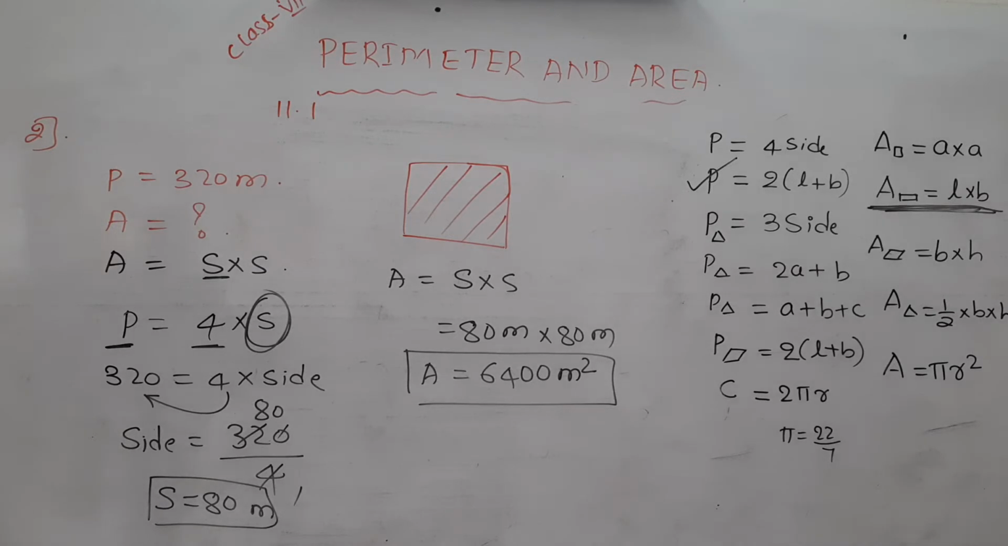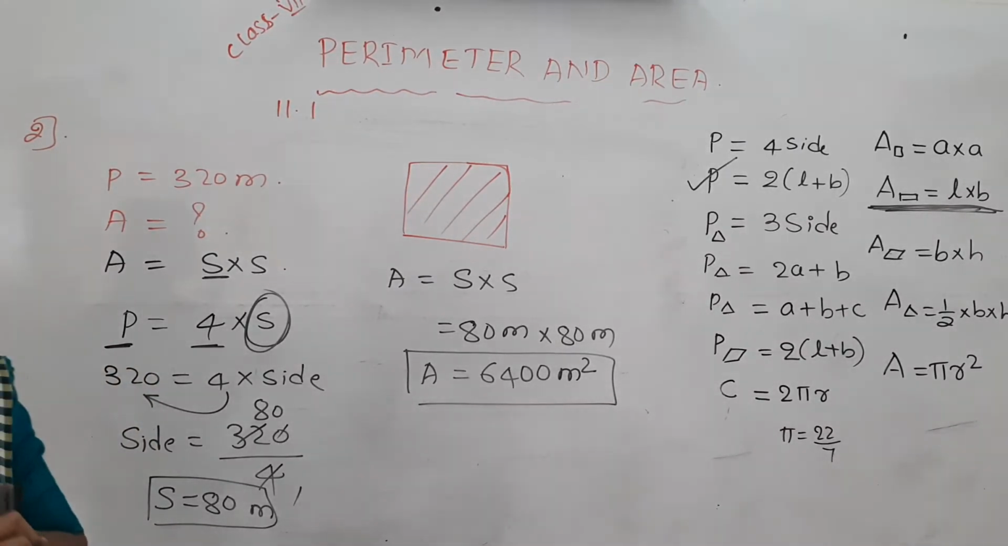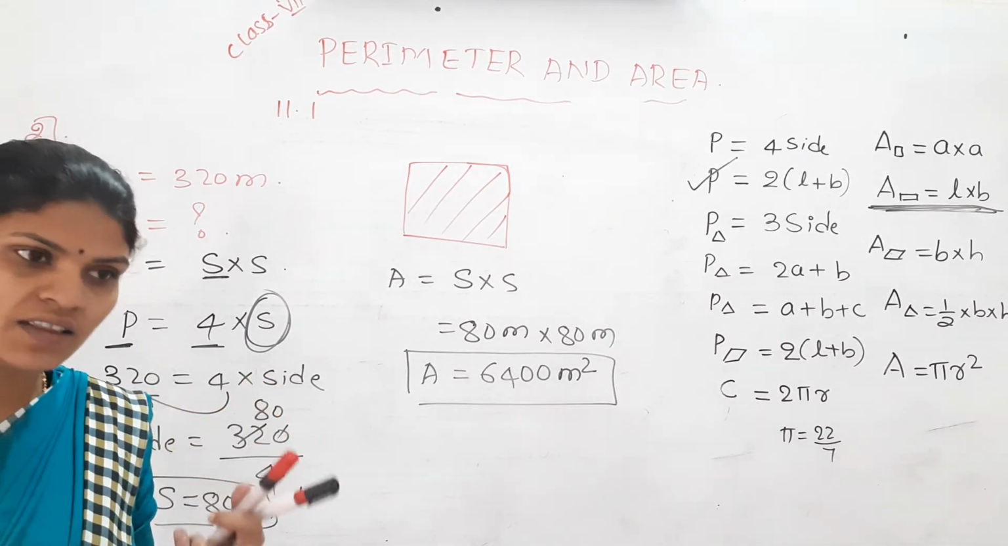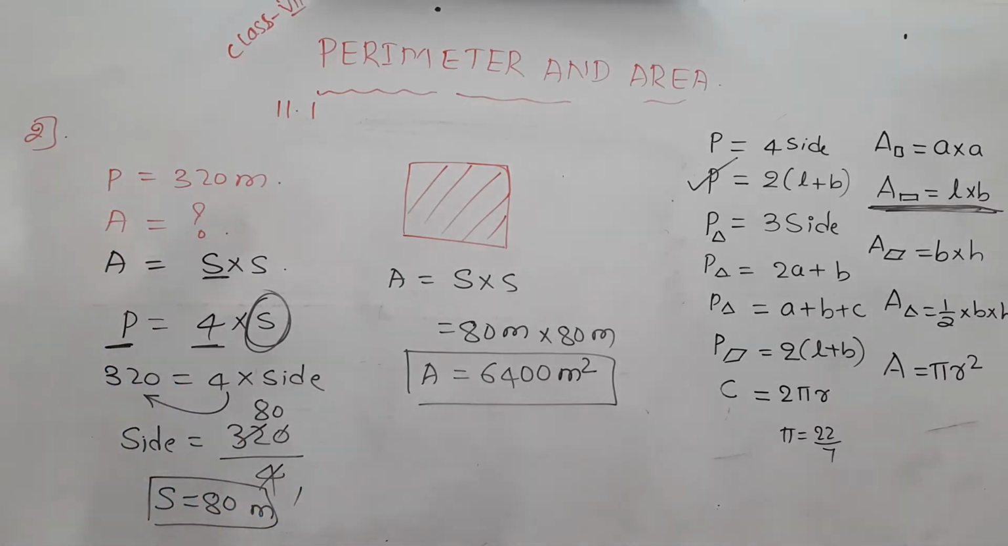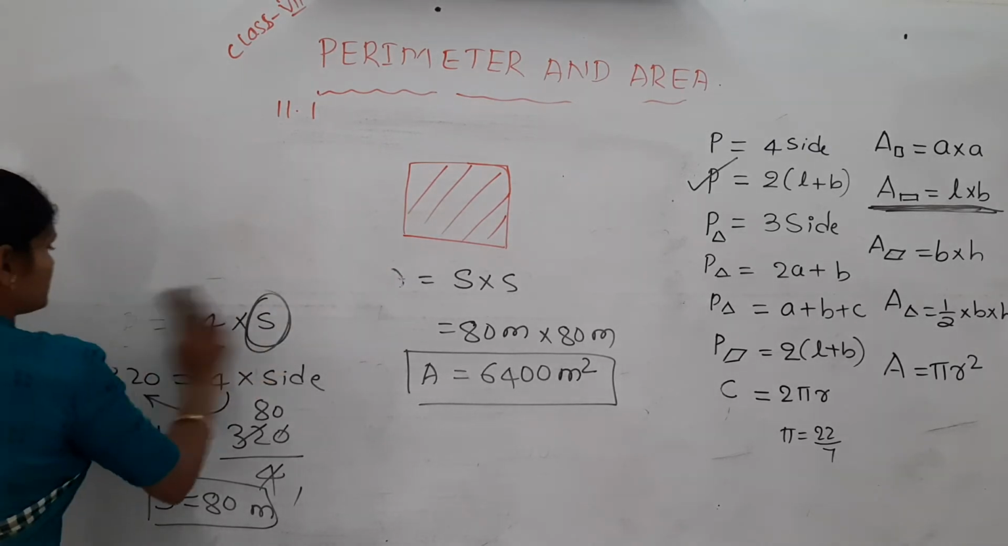Shall we take the next question here? What is the next question? Third one. Find the breadth of a rectangular plot of land if its area is 440 meter square and the length is 22 meter. Also find its perimeter. Here he has given the length as well as the area, and he asked the breadth. After getting the breadth, you can find the perimeter also. What is the area? 440 meter square. Then what is the length? 22 meter.